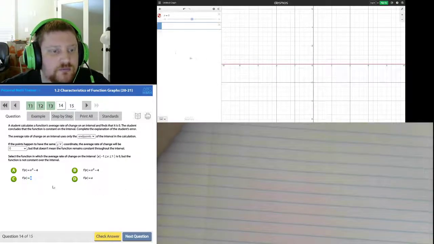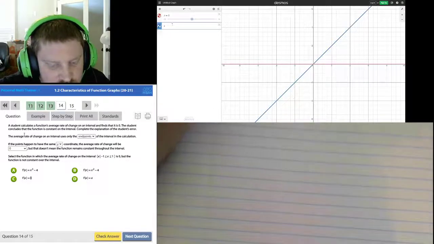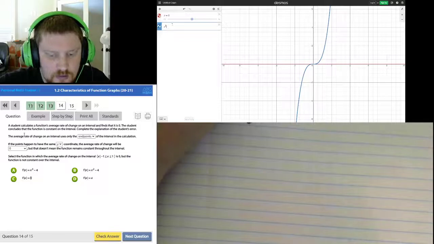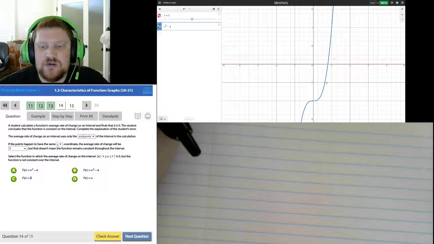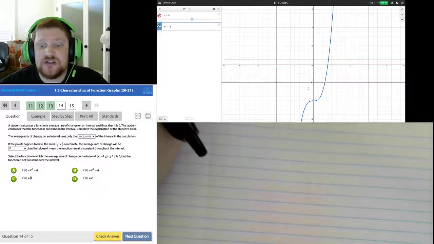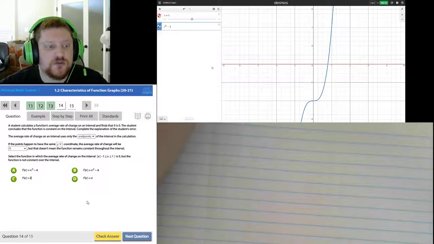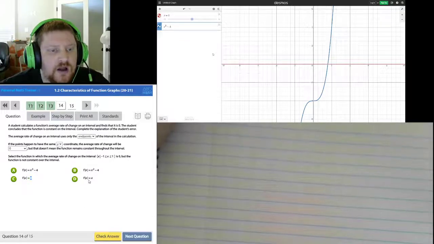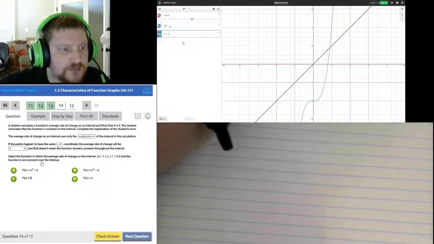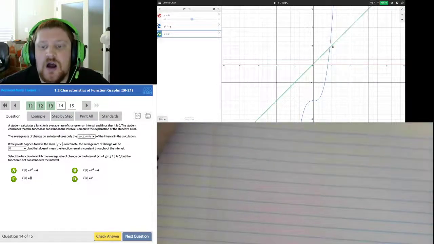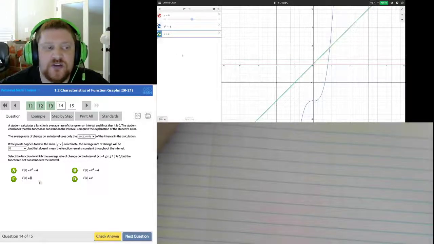It's a constant. X cubed minus 4, well, that's cubic. But let's take a look at what that looks like. X cubed minus 4. That definitely doesn't look like it would ever have an average rate of change of 0, since it's always going up, it will always have a positive average rate of change. F of x equals x. Well, we're going to end up with the same problem here. It's always going up, so our average rate of change is always positive.